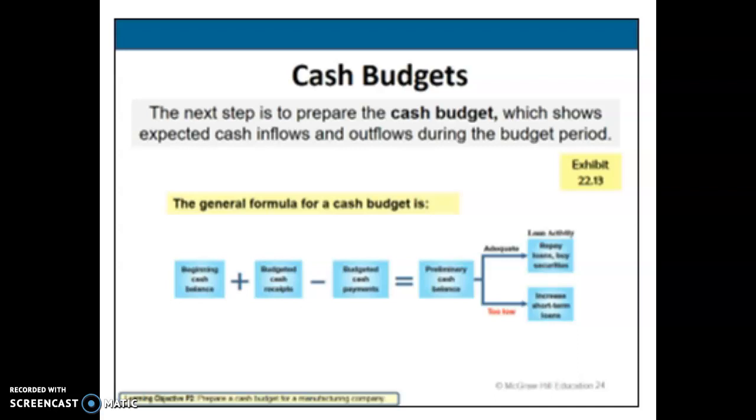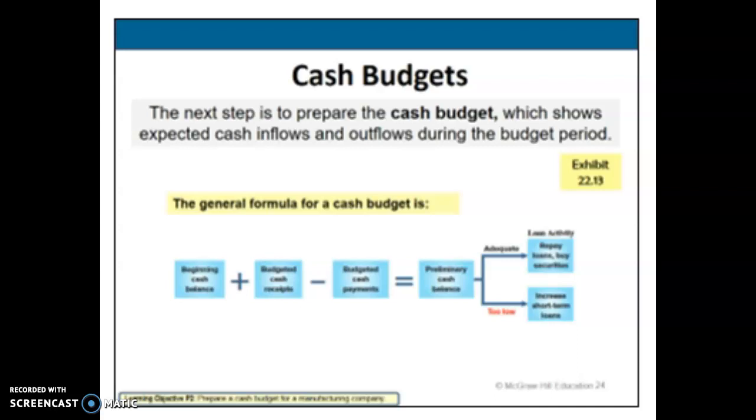If our initial cash balance is too low, we might have to look for additional cash, and that's going to have to be added into the budget as planned increases from our short-term loans. If our cash exceeds the balance we need, then we might want to use that money to repay loans if we have any, or even to acquire short-term investments, so that we're not letting that cash sit there and not be used efficiently.